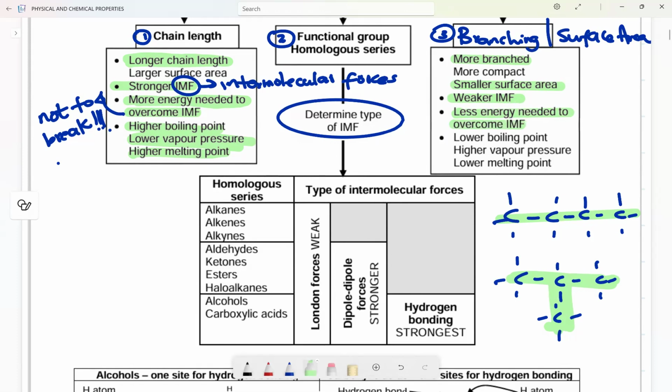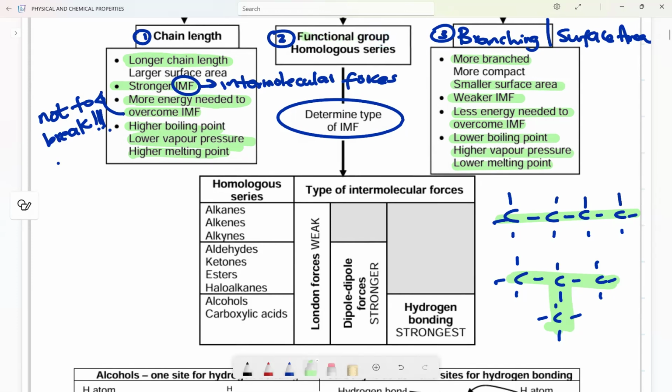Therefore, if we have less energy needed, the boiling point will be low. The melting point will be low. The boiling point will be low. Then the vapor pressure will be high. Now let's talk about the third one, which is the functional group or homologous series.